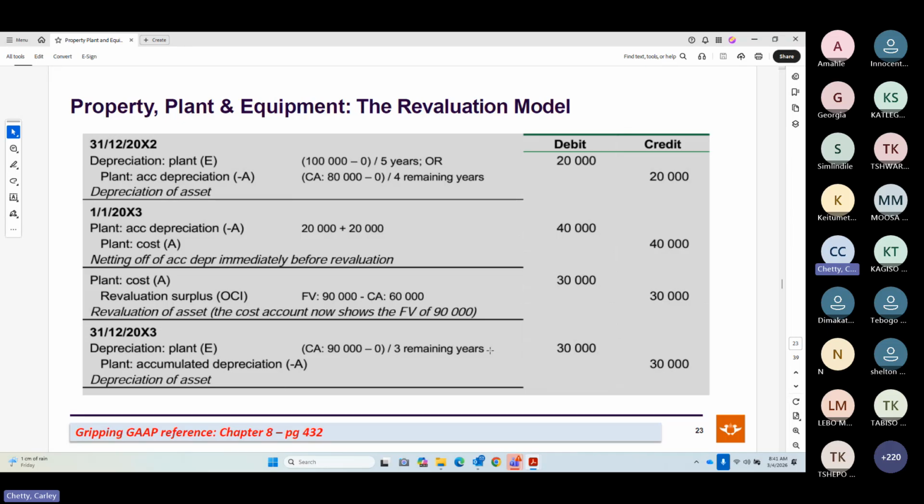So we're going to say fair value 90,000 minus the residual value of 0 divided by 3-year remaining useful life, and that leaves us with depreciation for 20X3 of 30,000. So we're going to debit depreciation plant, and we're going to credit plant accumulated depreciation. So that is the journal entries relating to the revaluation.